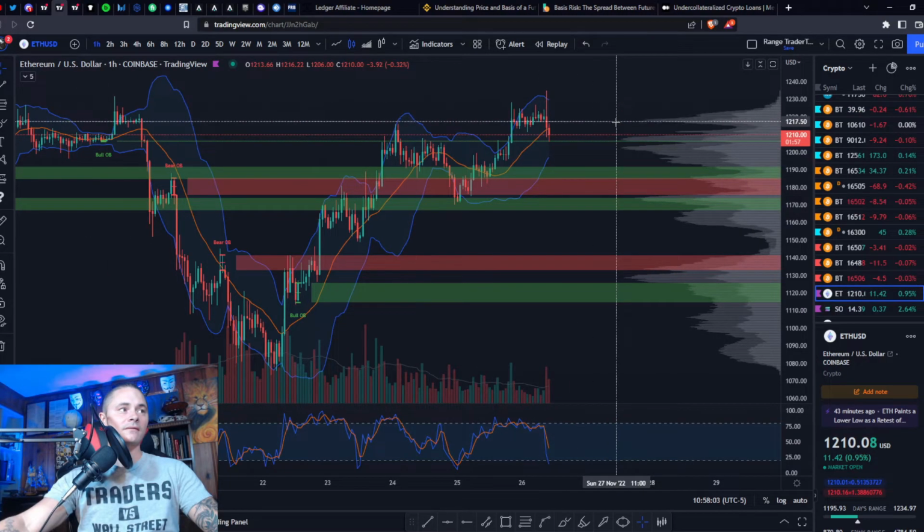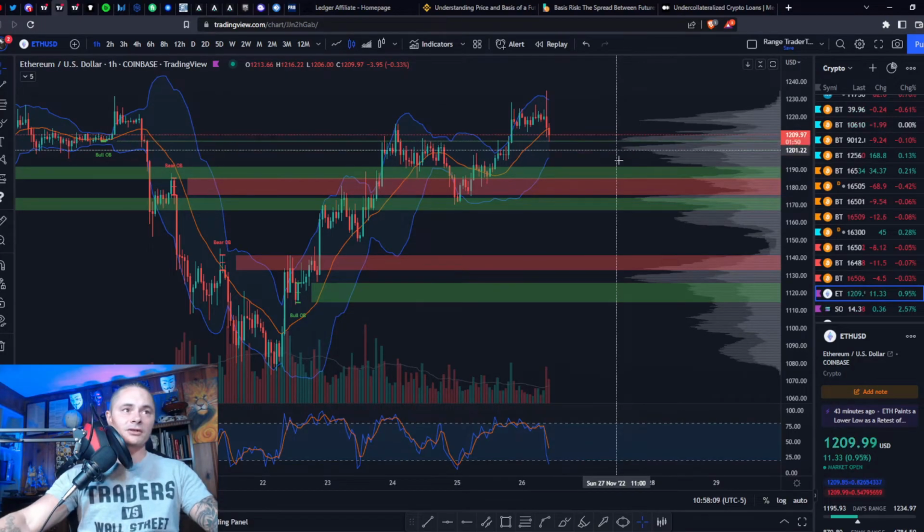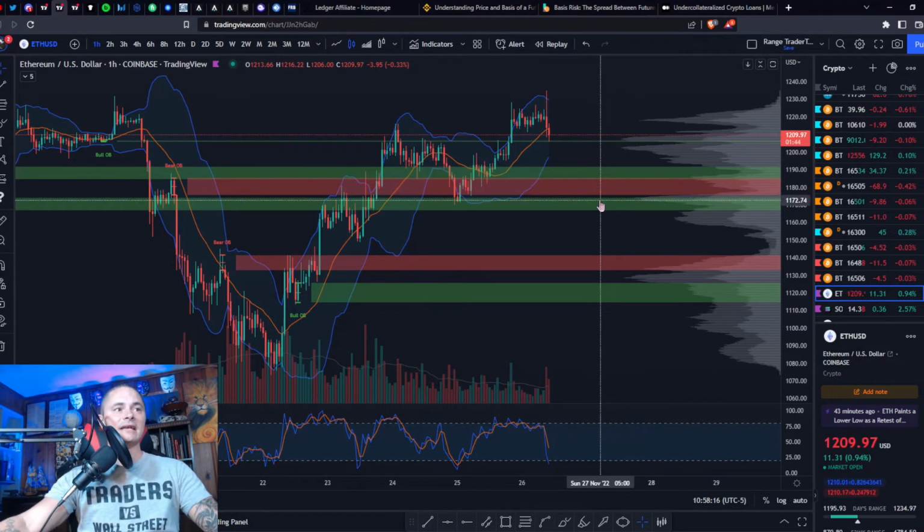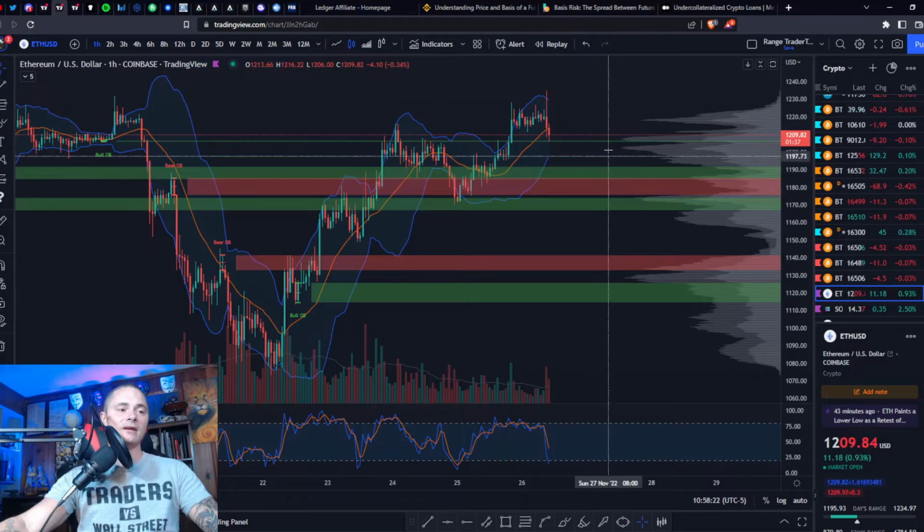We are falling on a small demand block. That's basically where we're getting our support at right now. I would expect a bounce at 1190, but like I said, if we fall below this last order block at about 1170, I do expect us to go to $1,000.